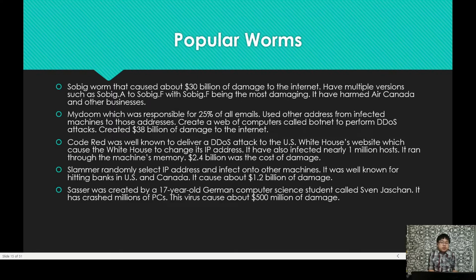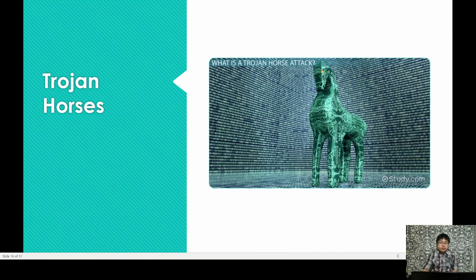Slammer randomly selected IP addresses and infected other machines. It was well known for hitting banks in the US and Canada. It caused about $1.2 billion of damage. Sasser was created by a 17-year-old German computer science student called Sven Jaschke. It crashed millions of PCs. This virus caused about $500 million of damage.